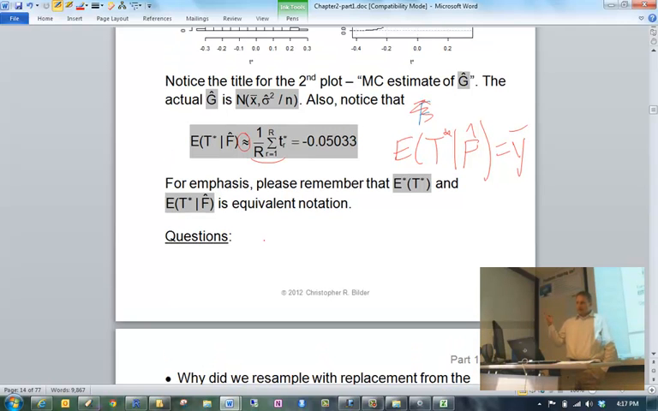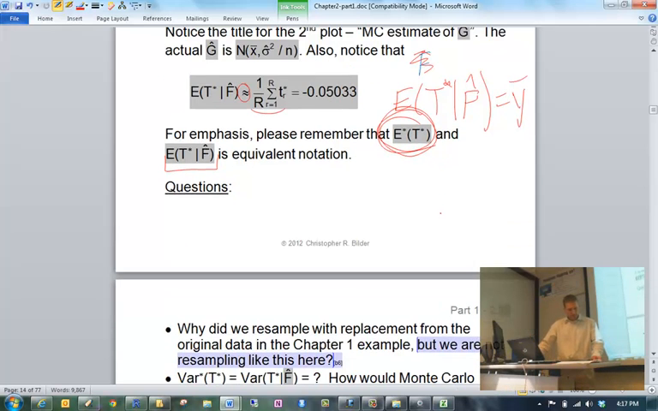For emphasis, as I started mentioning last time, our book uses basically two sets of notation to mean this expected value. Expected value of T star given F hat, but also they'll use this shorter notation, expected value star of T star, to mean this as well. Just make sure you understand that. Okay, some questions then.